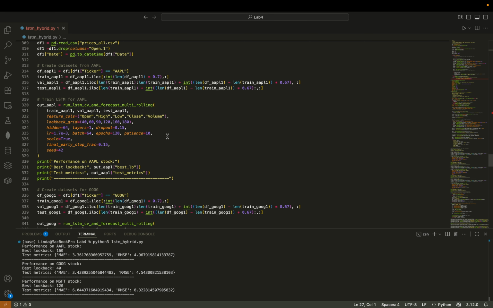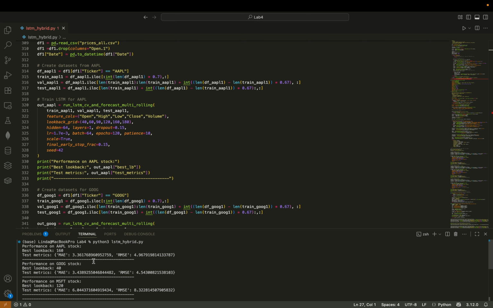The best model is selected based on the performance of RMSE and MAE on the validation set. The combination of hyperparameters displayed in this script is the best combination that we selected. After determining the best model, we retrain the model on the dataset combining the train and the validation set and use it to forecast the test set. Here is the performance for Apple stock. We can see that it has the MAE of 3.36 and RMSE of 4.97.